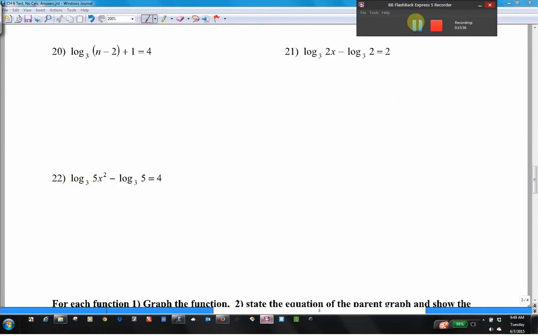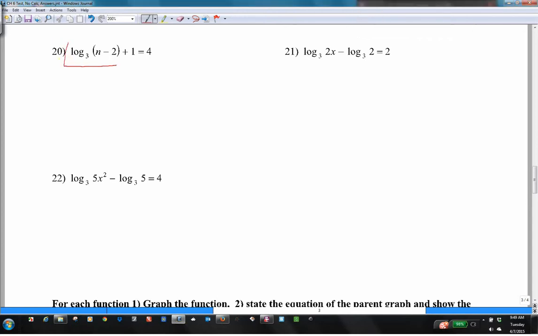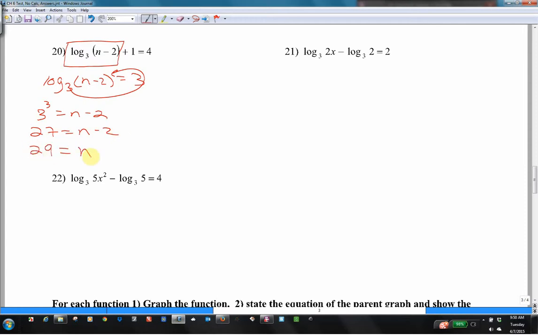Okay, three more to do. So what we need to do is isolate the logarithm portion. So we're going to move everything else to the other side. That's going to be log base 3 of n minus 2 is equal to, subtracting 1 from both sides. Now, to get the n minus 2 out of the logarithm, I'm going to change it to an exponential. 3 cubed is equal to n minus 2. 27 is equal to n minus 2. 29 is equal to n.